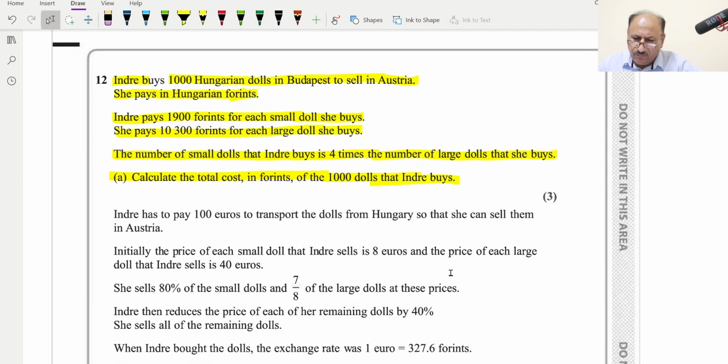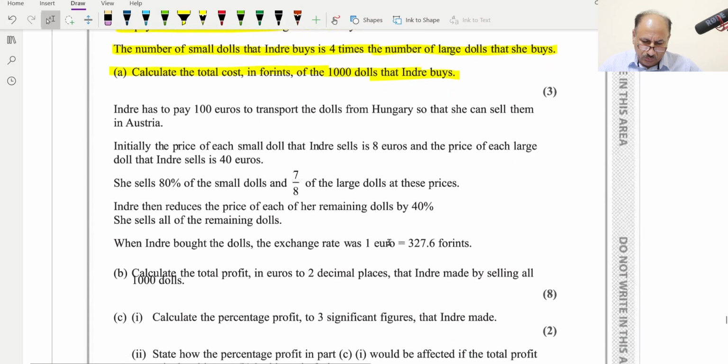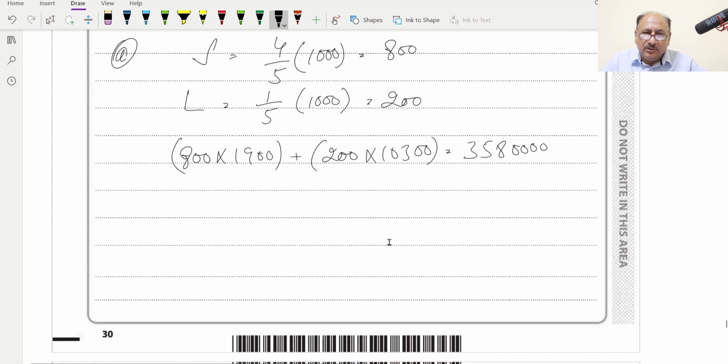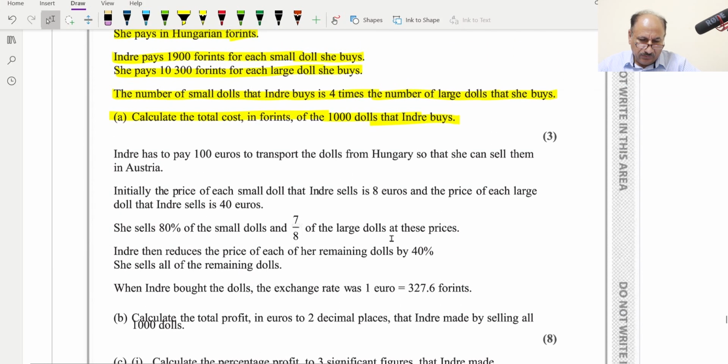So the total cost of the 1000 dolls, in euros, if we have to calculate the cost in euros, how many euros will it be? So we will be calculating the cost in euros. The cost in euros will be equal to 3580000, divided by the conversion rate which is provided in the next part of the question. We'll go through the next part first.